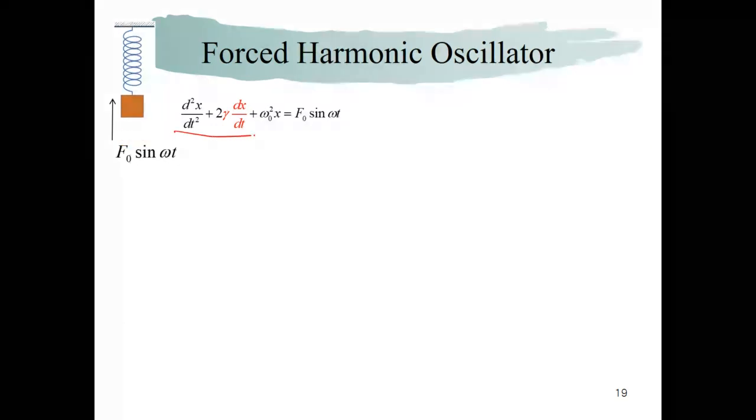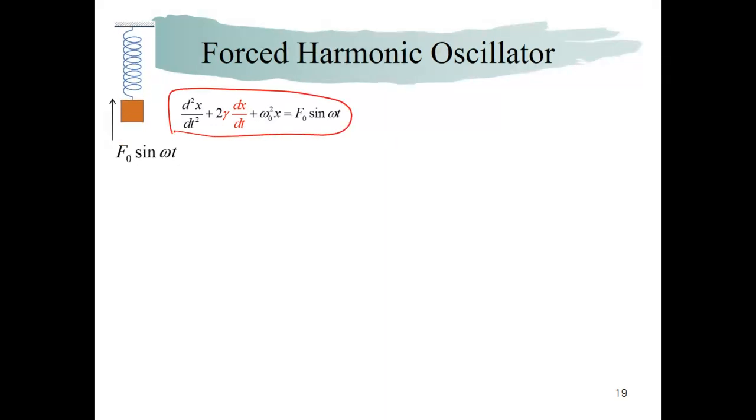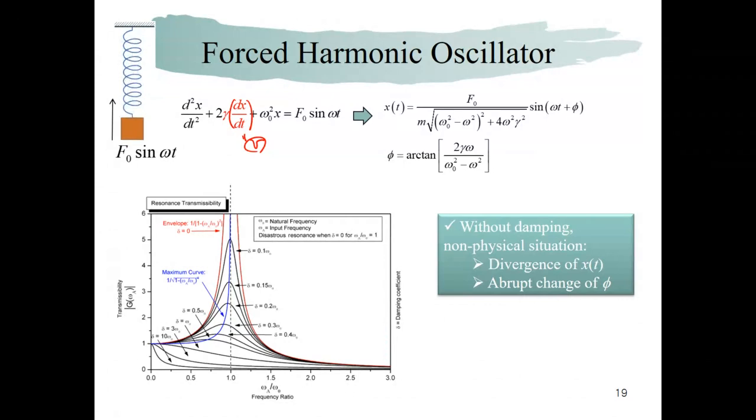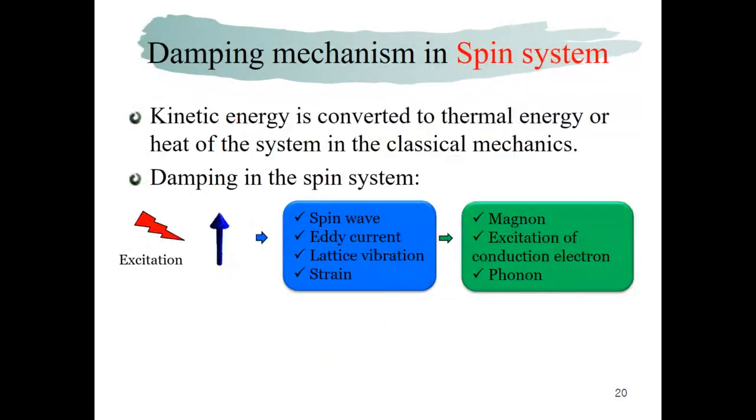In the equation of motion of the simple harmonic oscillator, we also think about this damping term. This dx/dt is nothing less than the velocity. So that means the damping is also linear to the velocity v. So we can obtain such a damped harmonic oscillator motion.